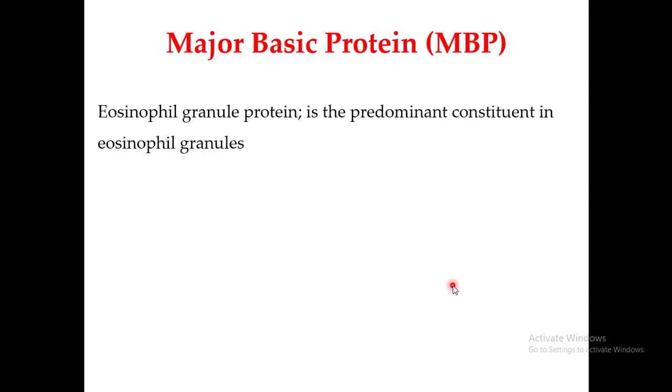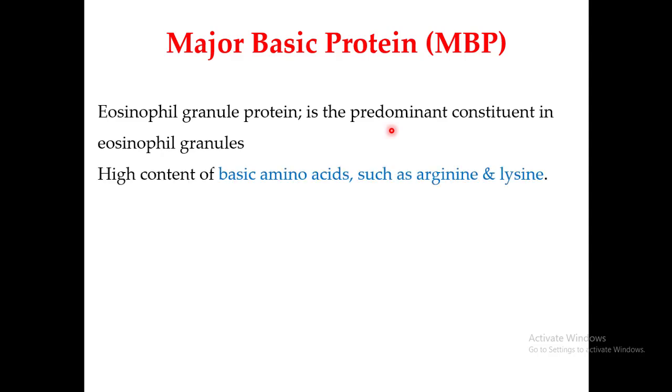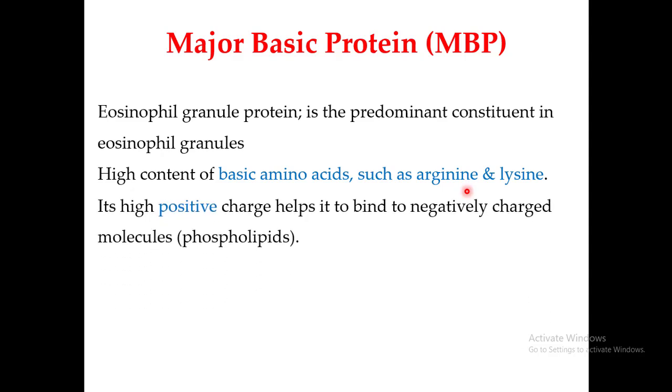Now, this major basic protein is present in the granules of the eosinophils, and this is the predominant constituent in the eosinophil granules. The major basic protein contains a high content of basic amino acids such as arginine and lysine, and because of this, the charge on the major basic protein is positive. This positive charge helps the major basic protein to bind to negatively charged molecules like the phospholipid, which is actually the target of the major basic protein.